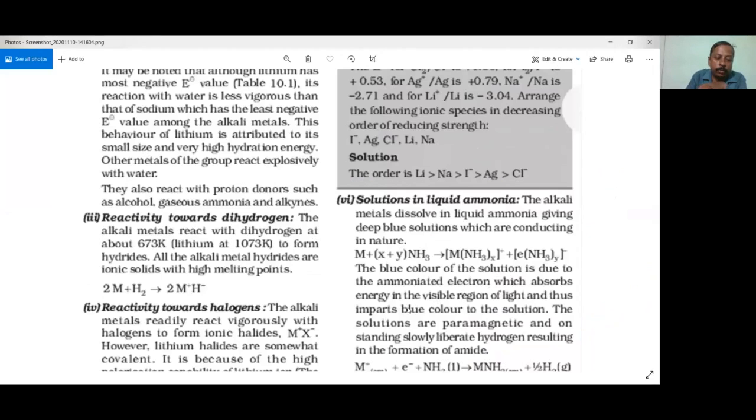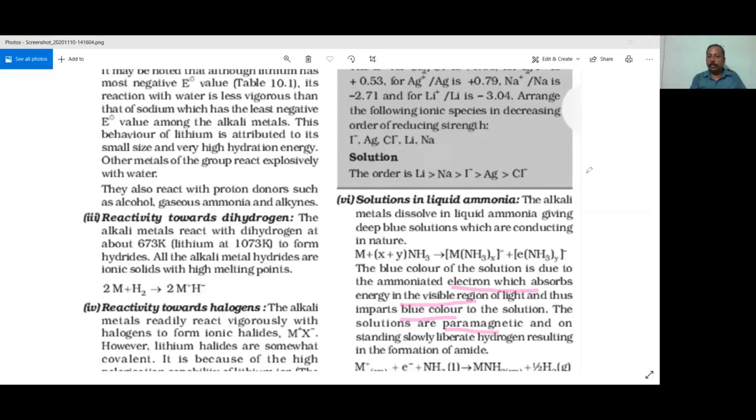Now, why it is blue I have already explained. The color reason I have already explained. What is the reason? The ammoniated electrons absorb energy from the visible region and impart only blue color to the solution. And the solution is paramagnetic.